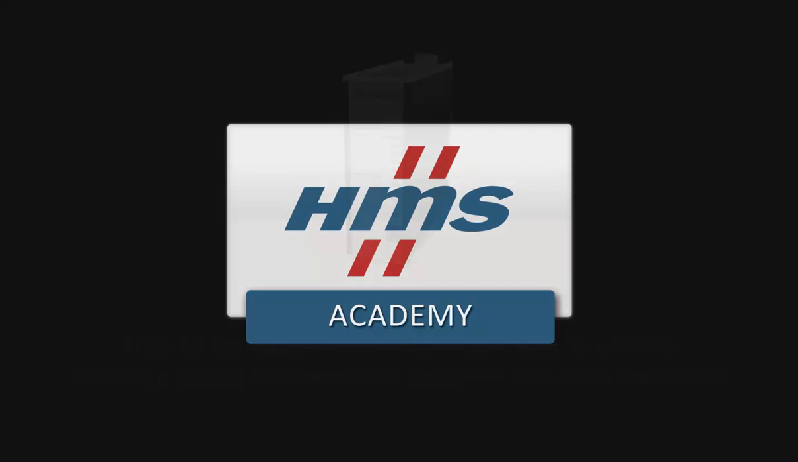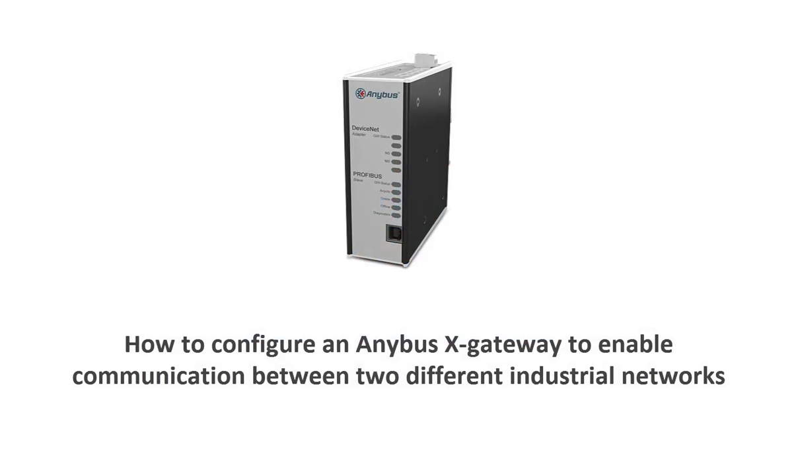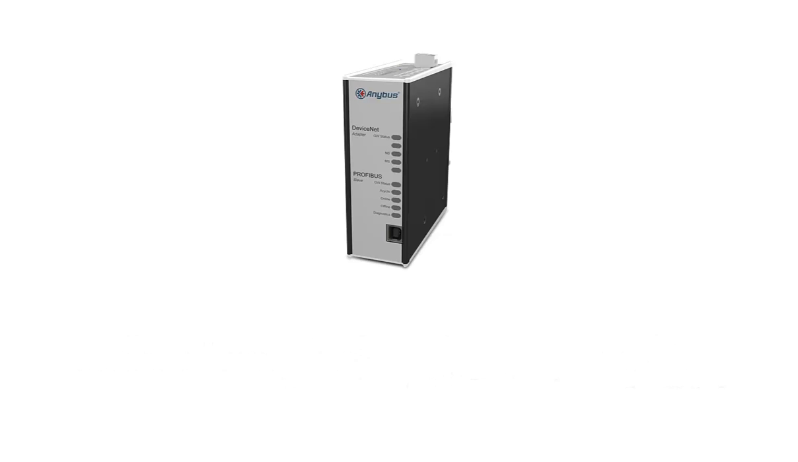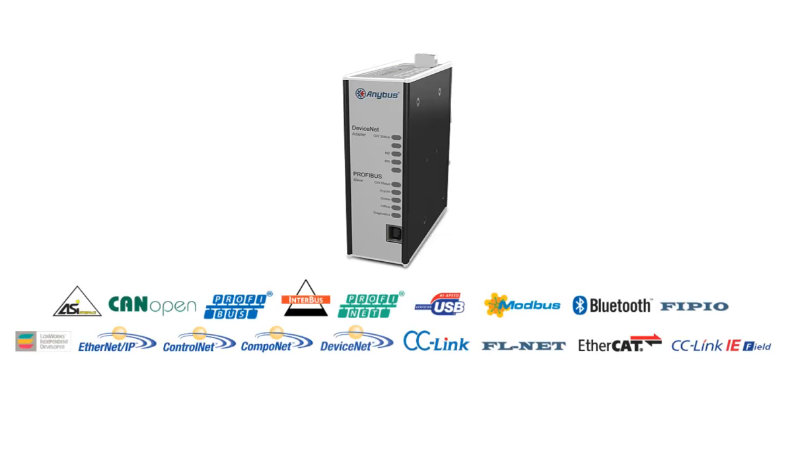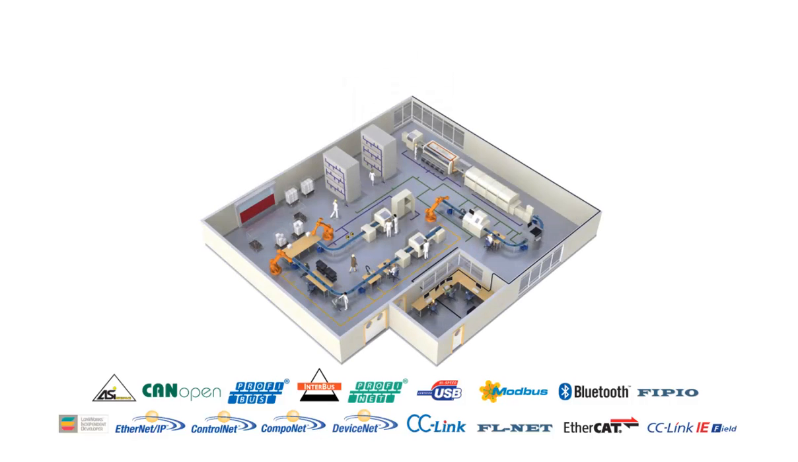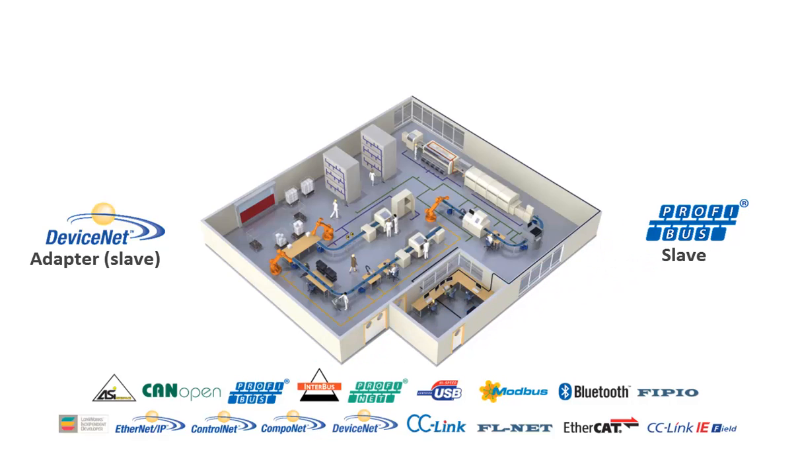In this demo, we will show how to configure an Anybus X-gateway to enable communication between two different industrial networks. The Anybus X-gateway can connect any combination of the major industrial networks, but in this demo, we're using the example of a factory floor with two separate networks, DeviceNet and PROFIBUS. This example shows slave-to-slave communication.